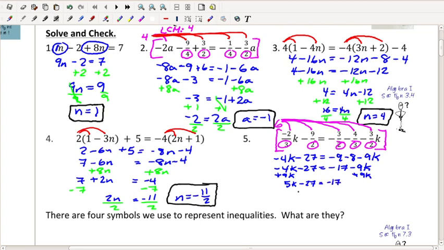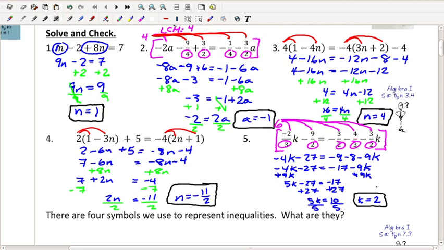Move the 27 to the other side by adding, so plus 27, 5k equals 10. And divide by 5. So I get k equals 2. Box your answer.